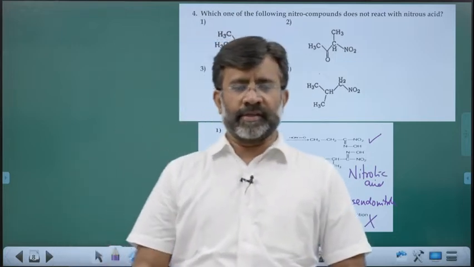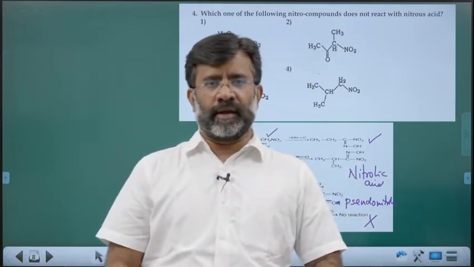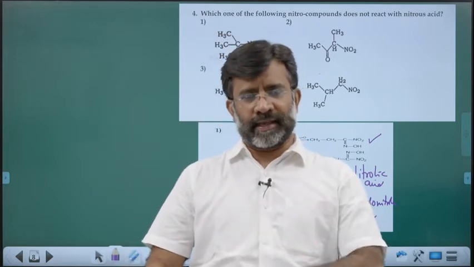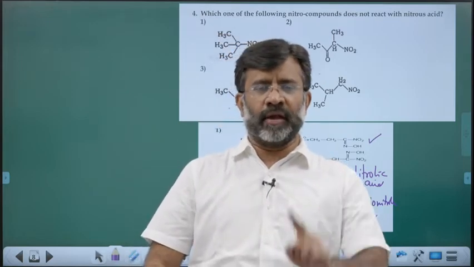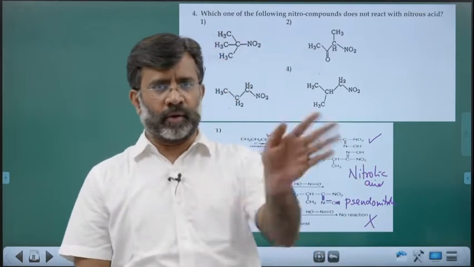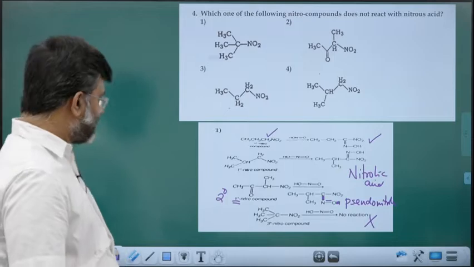In the first case, nitrolic acid dissolved in alkali gives a blood red colored solution. In the second case, pseudo-nitrole generally forms a blue colored solution. In the third case, there is no color, no reaction. Okay, next.